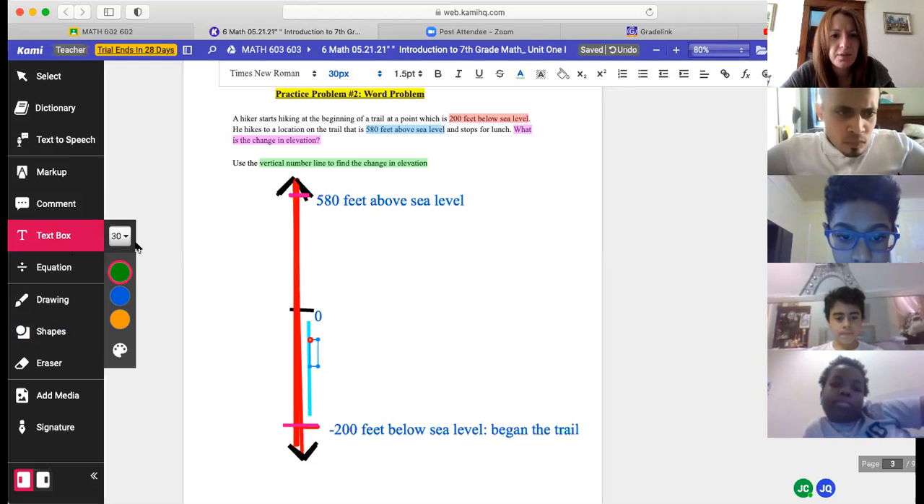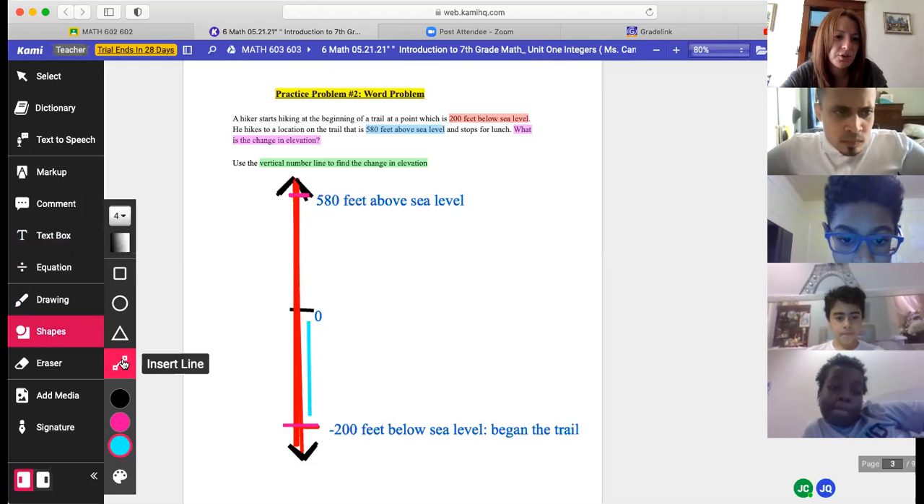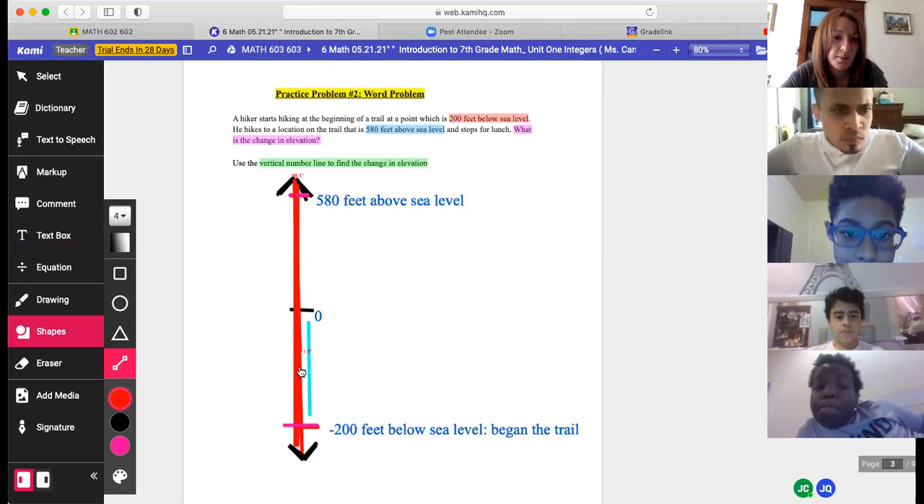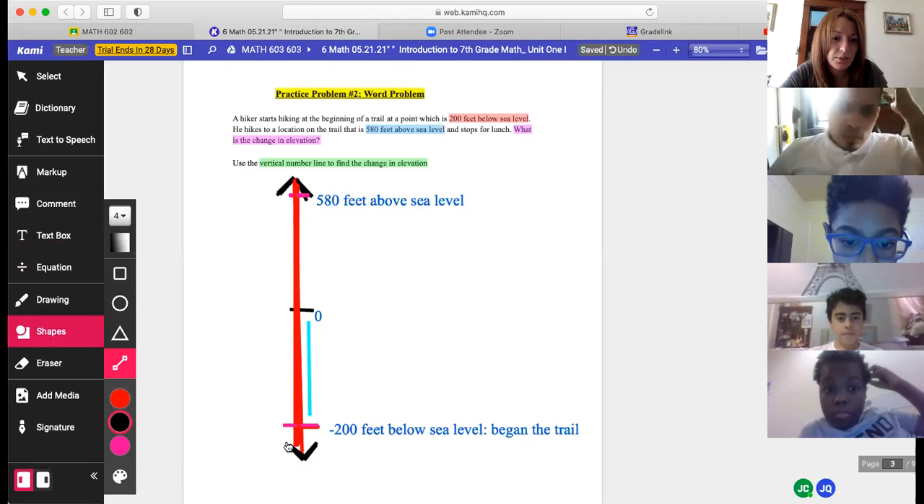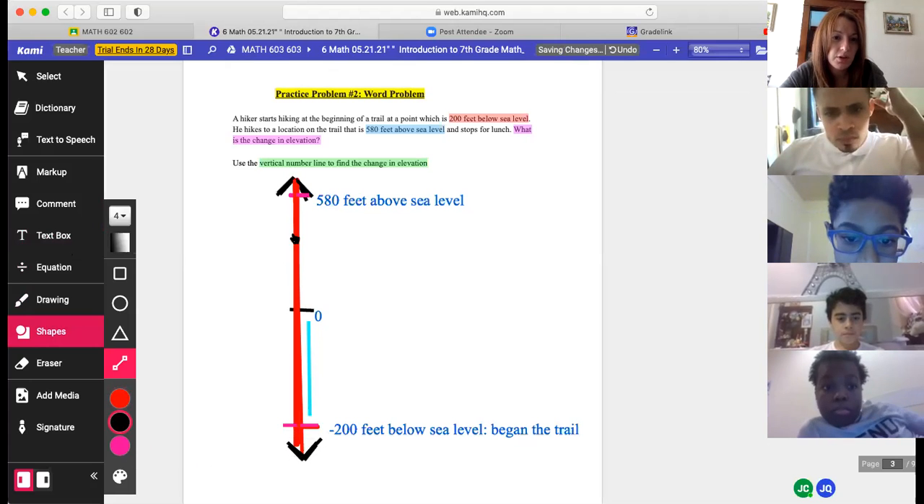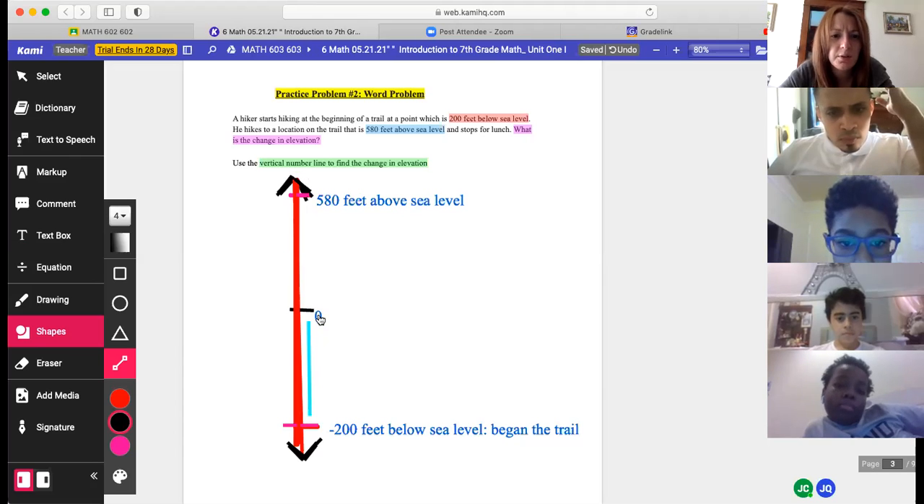Okay, so we have to draw a vertical number line. So how I got this is I went to shapes, like I was showing the other students. I went to insert line. I picked my color, which was red. I made a line, right? And then how I got the arrowheads is I used insert line on the top and the bottom. Then I know that 0 is in the center.